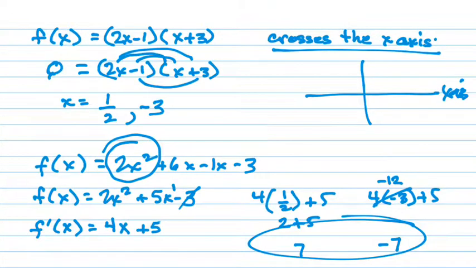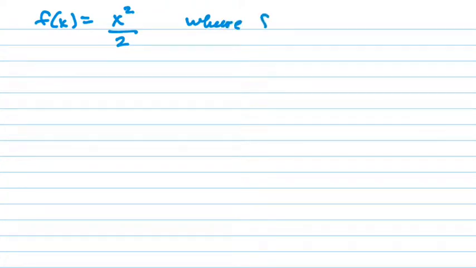All right, one more. And then you're on your own. F of x equals, never leave you on your own completely, x squared over 2, where f of x equals 8. Do I know my x values? No. So that means I have to first solve it to get the x values.